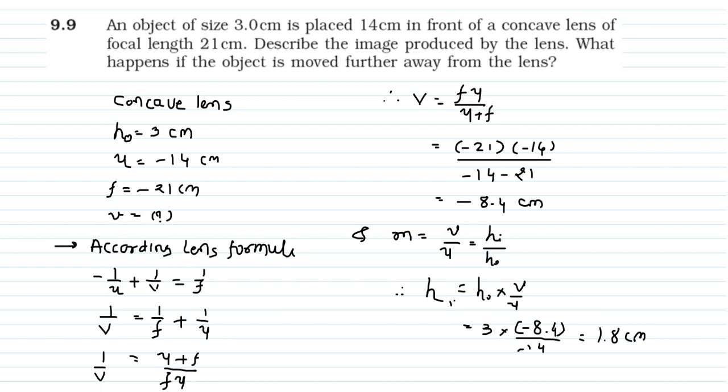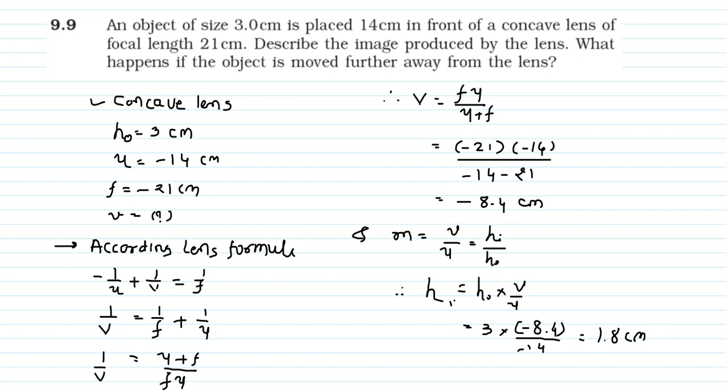Here v is negative, which means the image is erect and virtual, diminished in size, at 8.4 centimeter distance from the lens on the same side as the object. It is a concave lens, dear, not convex. Okay, so here it is like this. As the object moves away from the lens, the virtual image moves towards the focal point of the lens.